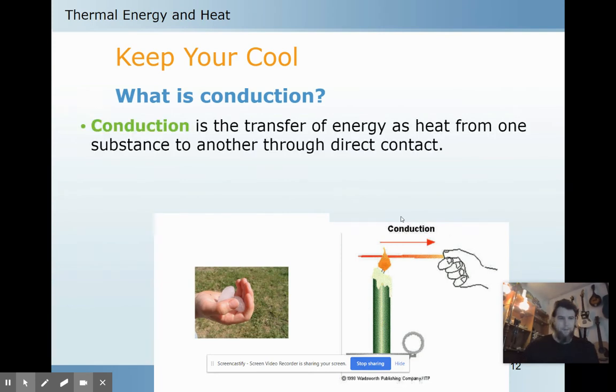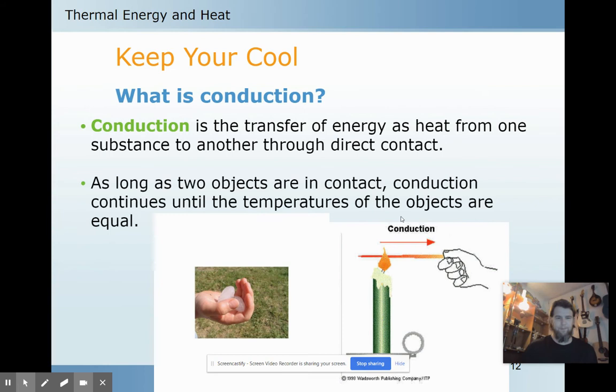So with conduction, it's the transfer of energy as heat from one substance to another through direct contact. There has to be a direct contact there in order for conduction to occur. If you put your hand onto a hot surface, the heat from that surface will conduct its way onto your hand and burn you. Same way if you're holding an ice cube, via conduction, the heat from your hand goes into the ice cube and melts the ice.